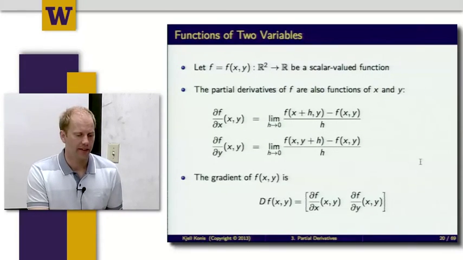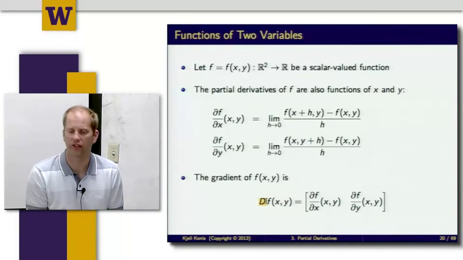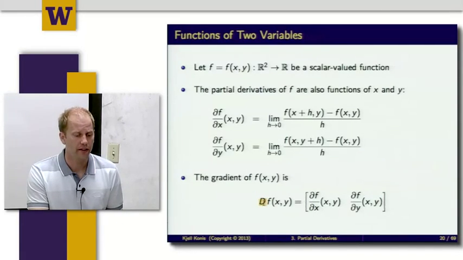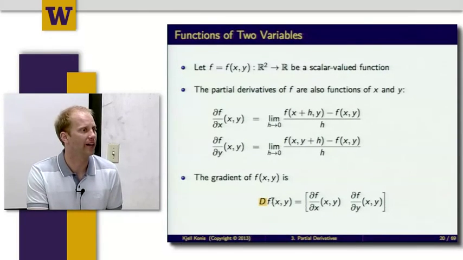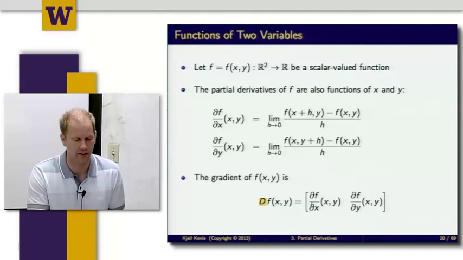And then the gradient of f of xy, so I could write that as d. So d here is an operator. The difference between an operator and a function is that the output of a function is a number. Here, the output is going to be a vector of two functions. So the output is actually a function of x and y. And so instead of calling d a function, I'm going to call it an operator. So the output of an operator is a function.